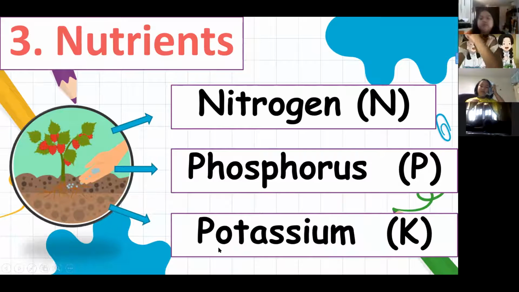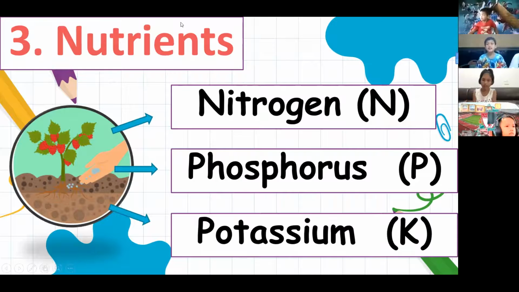Okay, can you read all the nutrients here? We have number one. What's this? Nitrogen. We have number two. Phosphorus. And we have the last one? Potassium. Very good. Okay, who wants to read again?